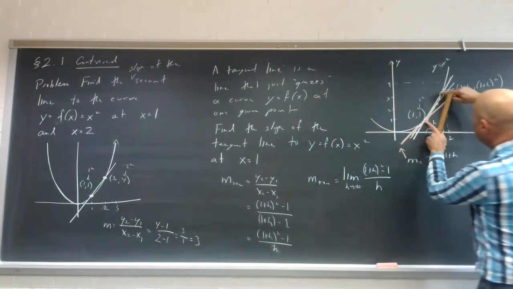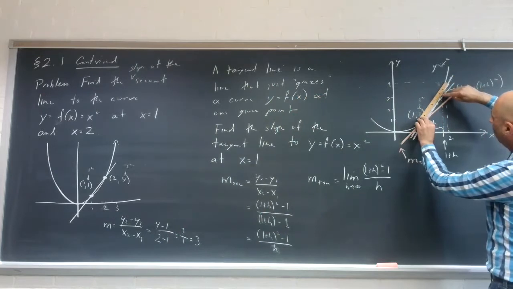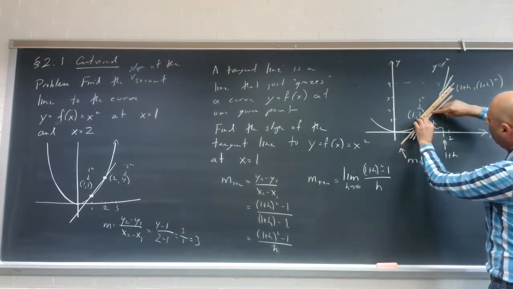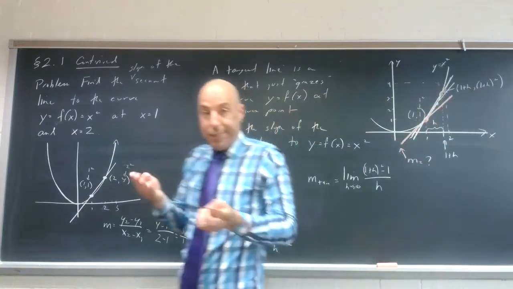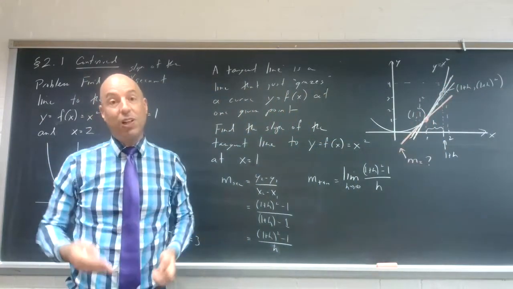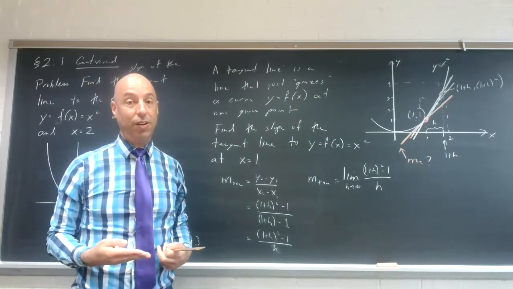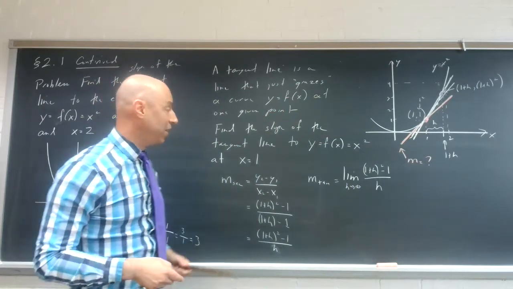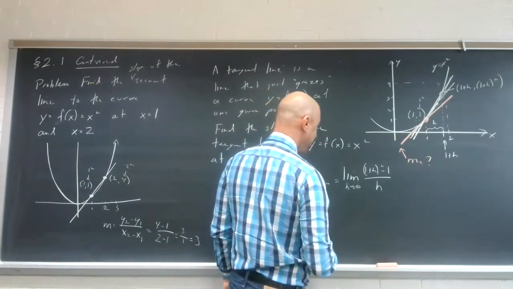As this point moves down the curve, this white line, the ruler, gets closer and closer and closer to the pink line in slope. The slope of that second line gets closer and closer and closer to the line that I actually want, the line which just grazes the curve there. Hopefully that's clear.